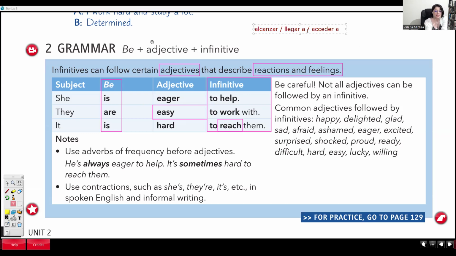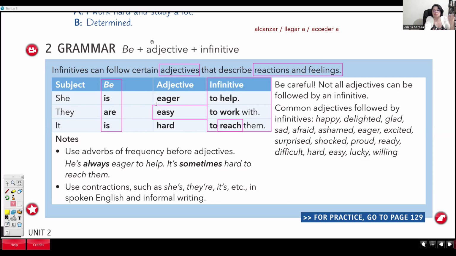All right, so it is hard to reach them. It's hard to get to them. So it's not difficult to use this kind of vocabulary. Again, you need to remember the structure: the subject, the verb to be conjugated, the adjective that you are trying to use, and the infinitive after that. The infinitive is going to give you the context.